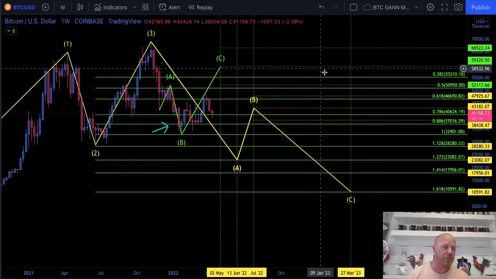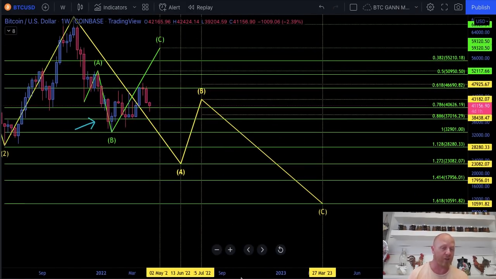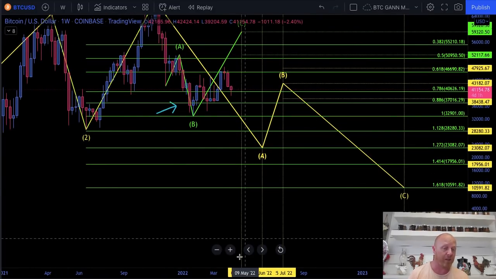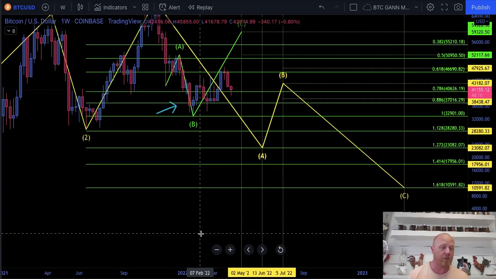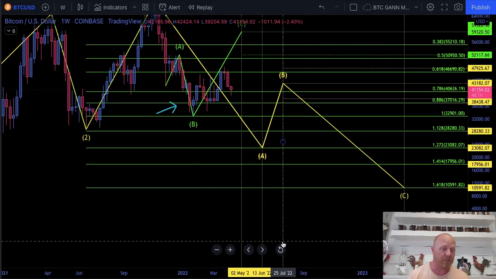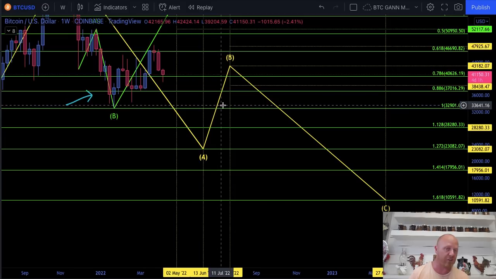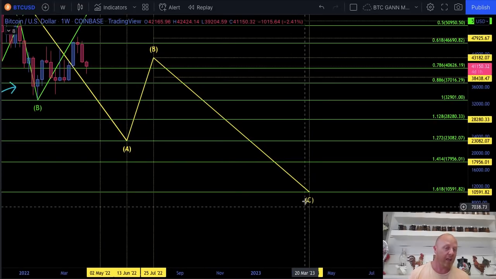I went the extra step and I married this to time using fib time. These aren't Gann market cycles, it's fib time using the Genesis wave that started the primary wave. So I have pivot points here based on May 2nd, June 13th, and July 25th. This is how I married my ABC correction. Obviously, these could move out, but it is interesting. Those are key pivot points in Fibonacci.